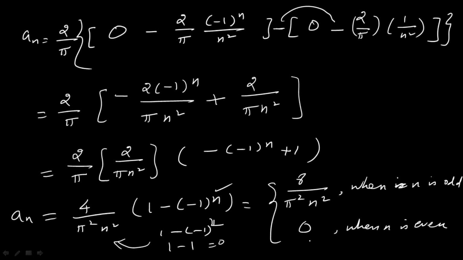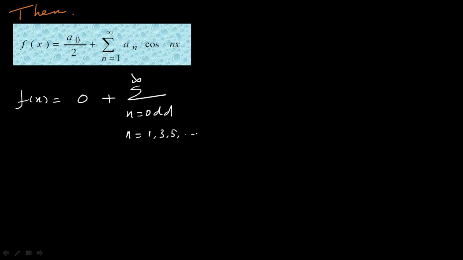So after calculating the values of a naught and an, what do we do? Let me substitute all these values in f of x. That gives you the Fourier series representation of the given function, isn't it? So your f of x is equal to, the value of a naught we calculated is 0. So first term becomes 0 plus sigma. Instead of 1 to infinity, you have to write odd n to infinity. So n is either odd numbers to infinity, or you can write 1, 3, 5, etc.